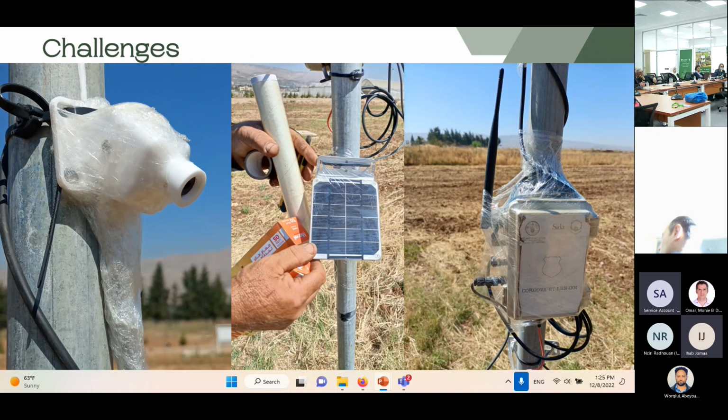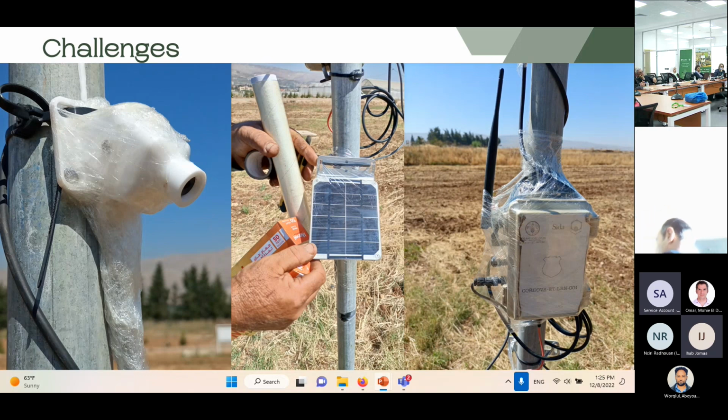As for the challenges, we had to go through several fixes on the Cordoba station, and we used foil to cover the sensor, especially the canopy temperature sensor, which is on the left, because it's very sensitive to water.